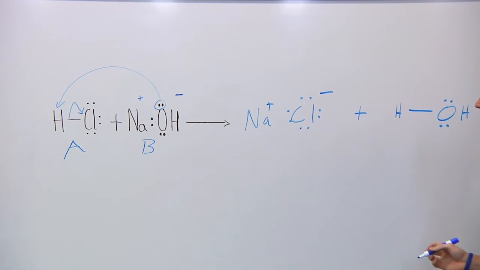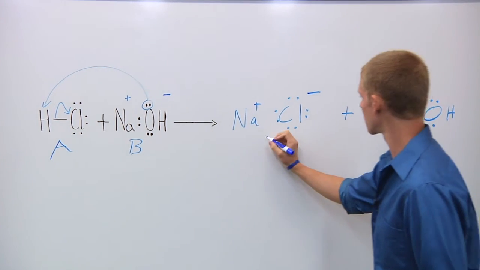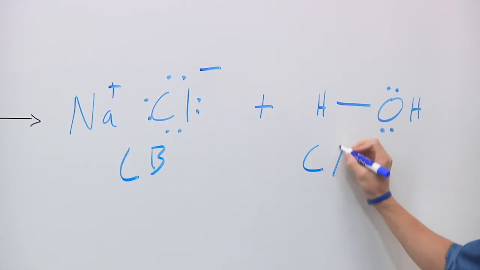Now we need to identify our conjugate acid and our conjugate base. This is going to be our conjugate base because it doesn't have any hydrogens that it can give up. And this is going to be our conjugate acid.